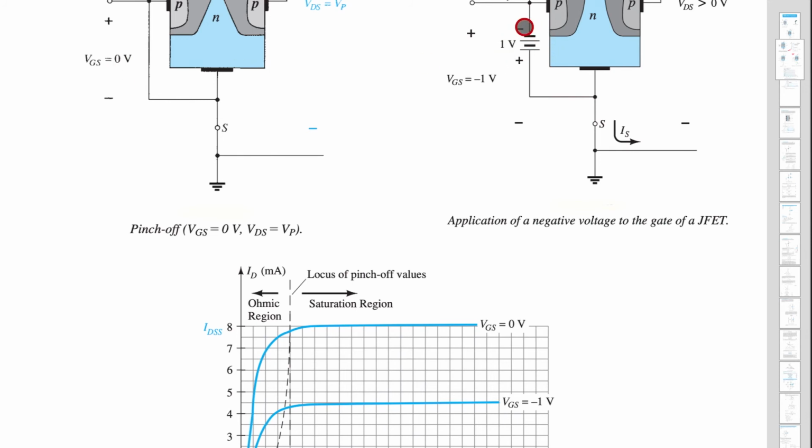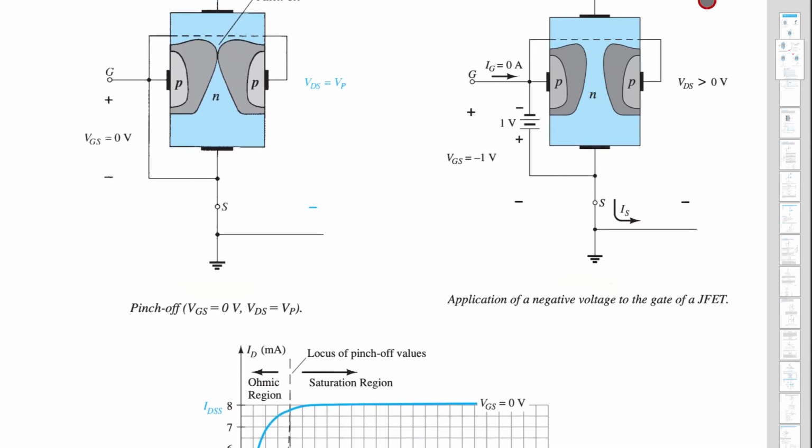Reduced means what? You have applied -1 volt. -1 volt is less than 0. So it will also have some saturation current, and in the ohmic region a small current will be there. So linearly it will vary. After it reaches some point, pinch off voltage will be attained.